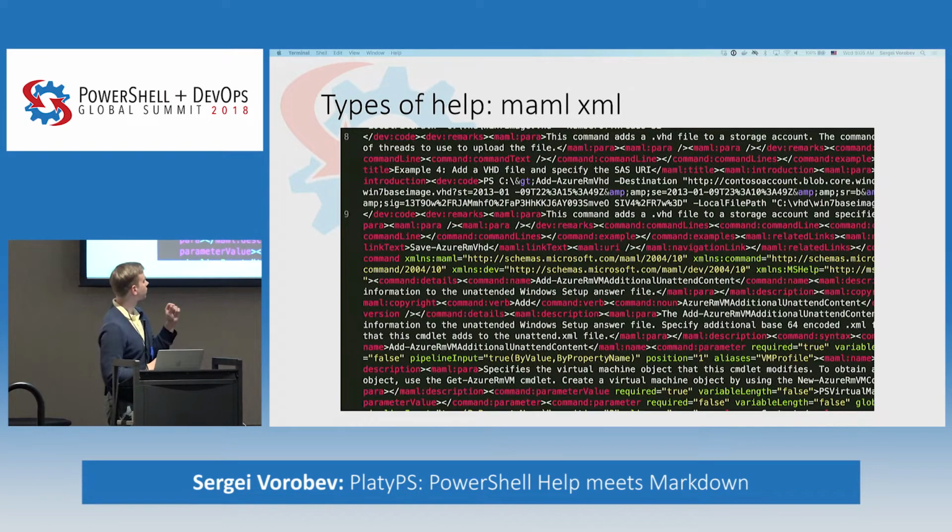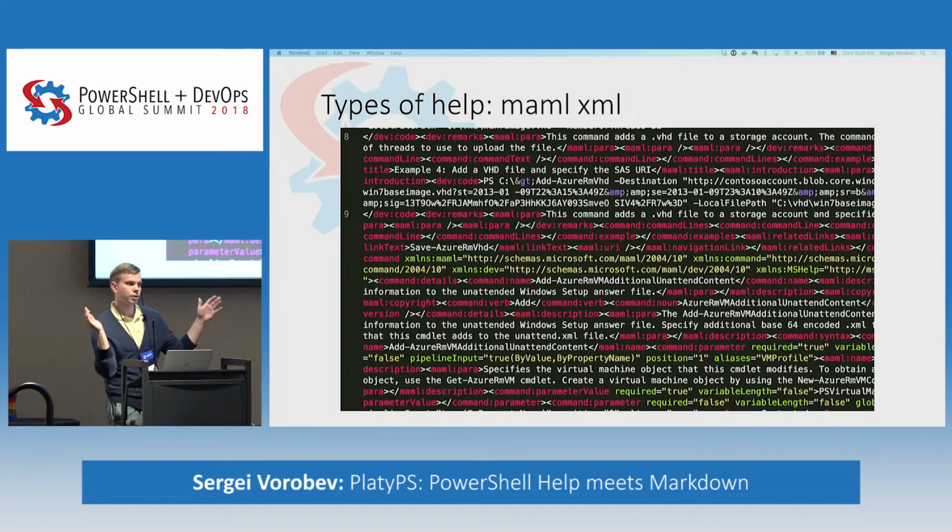But it actually has an advantage over comment-based help. The advantage is that it's a separate file. You ship it together with your module. MAML-based help is also known as external help. It's external because it's outside of your code. So let's say if you're a big company like Microsoft or VMware, then you can hire a team of tech writers and they can collaborate on the documentation without involving your source code. And so they don't actually mess up the development process, and it's nice.